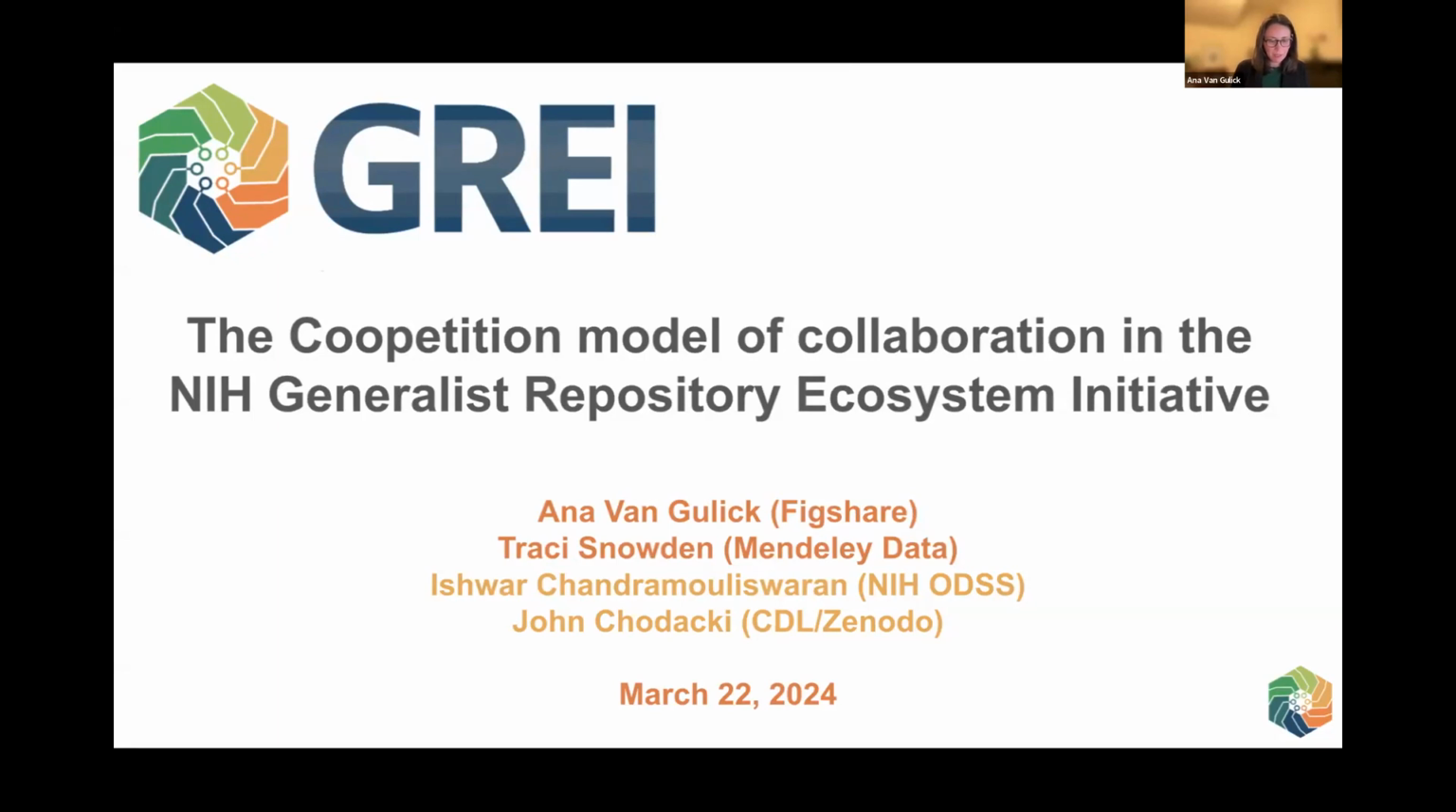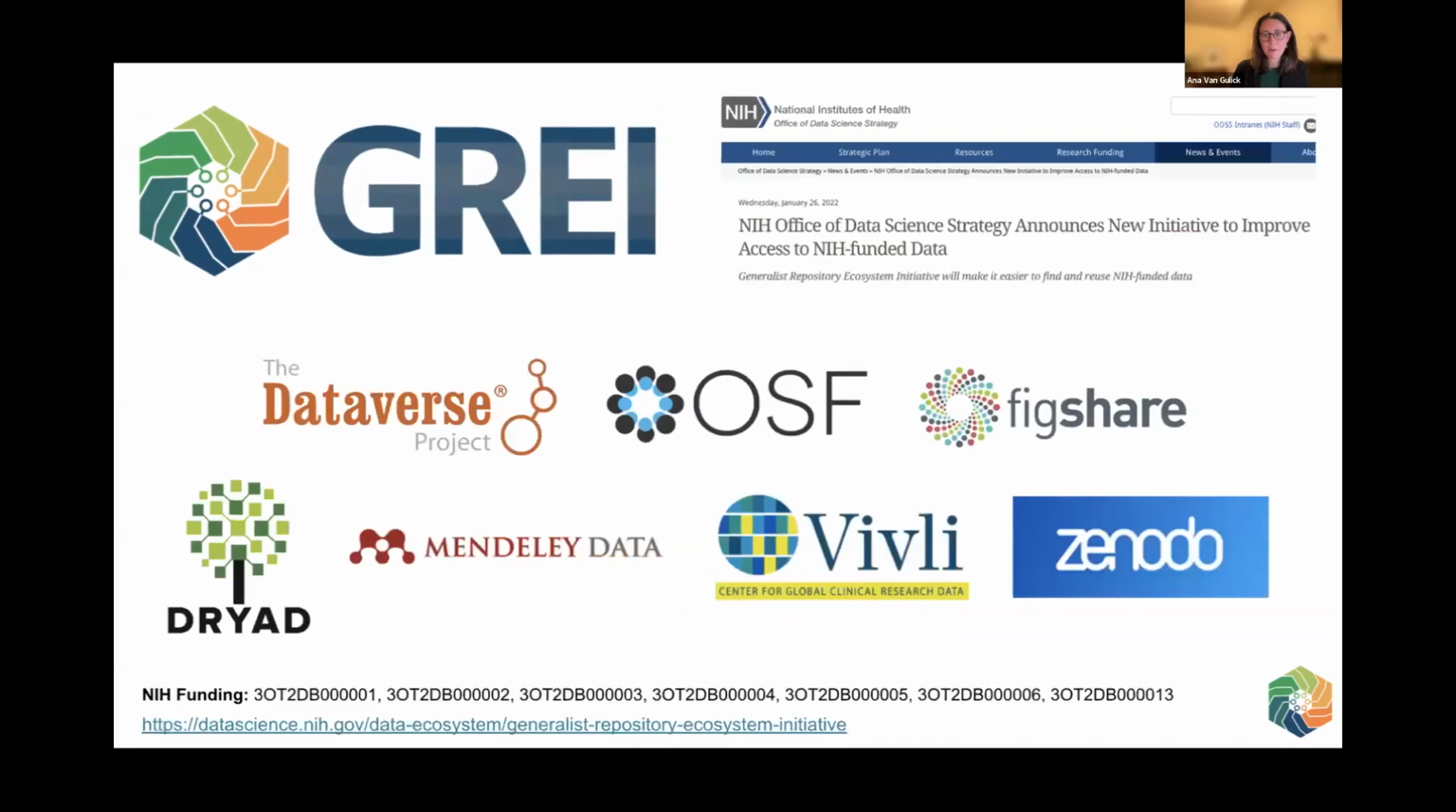Today, we're going to be speaking about the model of co-opetition that structures our collaborative work in the GRAE, the NIH Generalist Repository Ecosystem Initiative, which some of you may have heard mentioned in sessions yesterday on open science plumbing infrastructure or NIH data sharing. I've had the privilege of co-chairing this collaborative project for the past year with John Chodacki, and Tracy's recently taken over co-chairing it. So today we'll tell you a little bit more about this co-opetition way of working, as well as some of our accomplishments and our work in progress that are resulting from the collaboration.